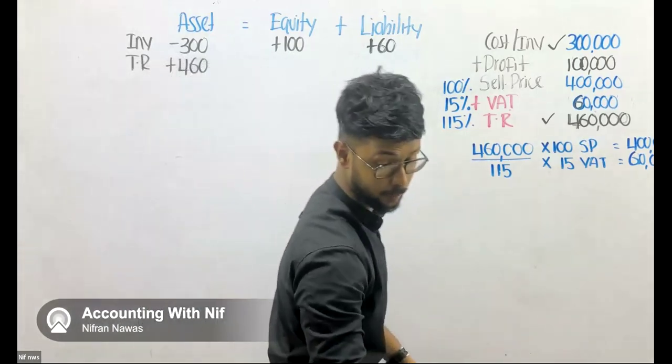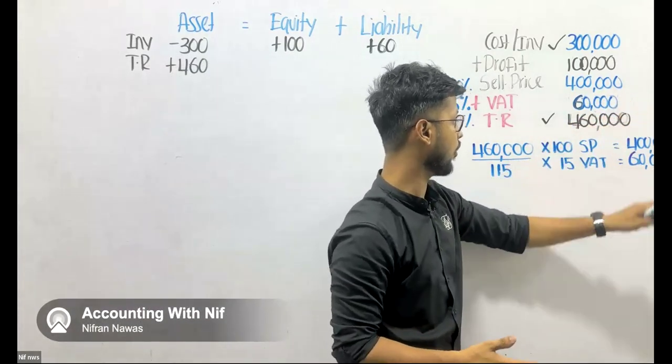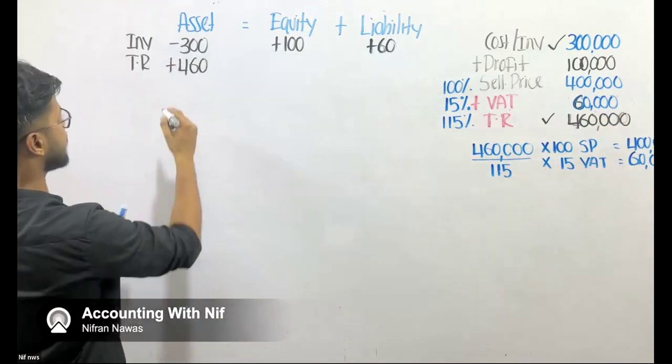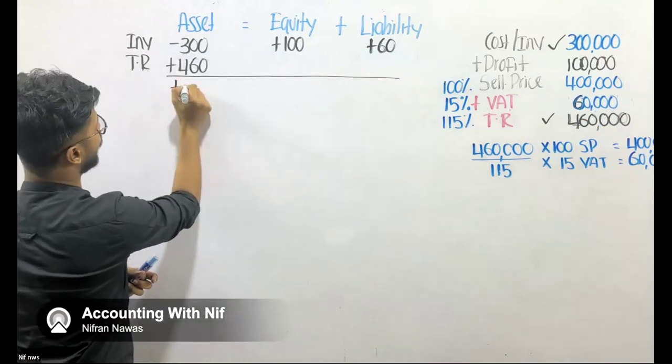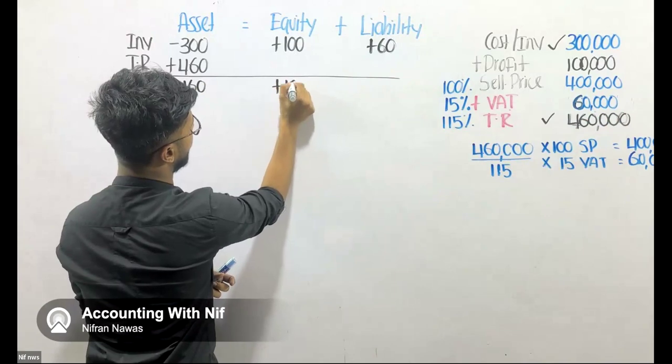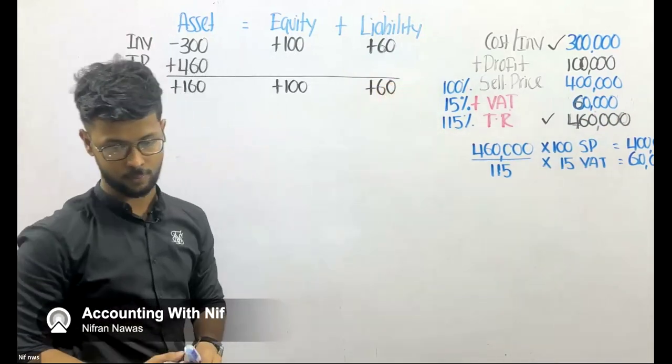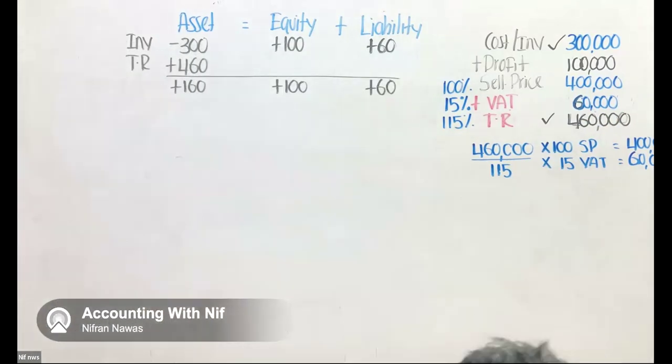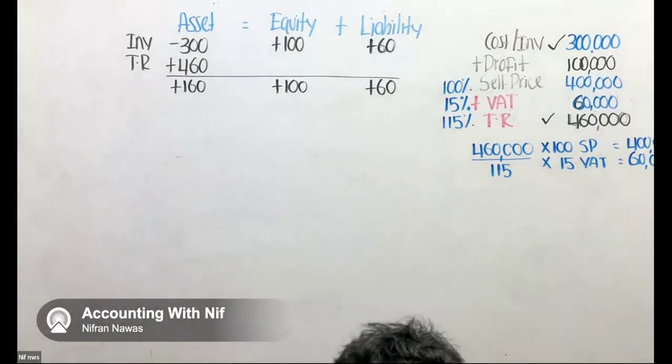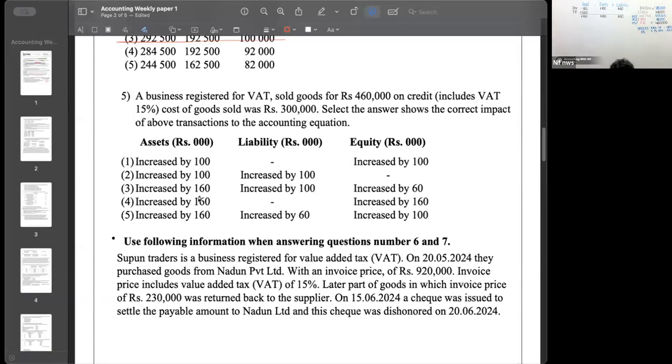It was basically an arithmetical mistake. I'm extremely sorry. Here it should be 60, not 30. And here also it's 100. So your answer is going to be 160 plus, 100 plus, and 60 plus. Right? There you go. So do we have an answer as such? Yes, we do. The answer is that assets increase by 160, liability increases by 60, and equity increases by 100. Your answer is fifth.